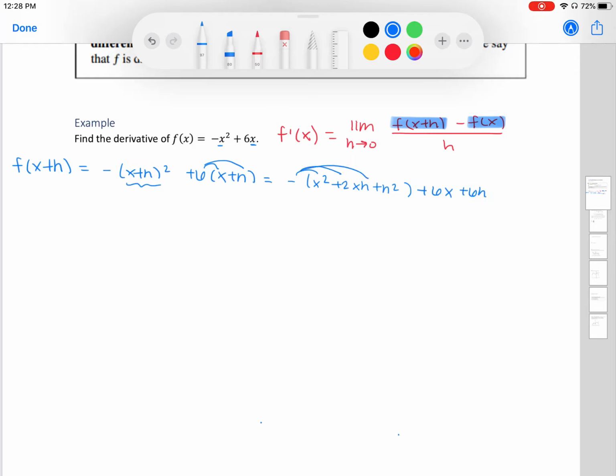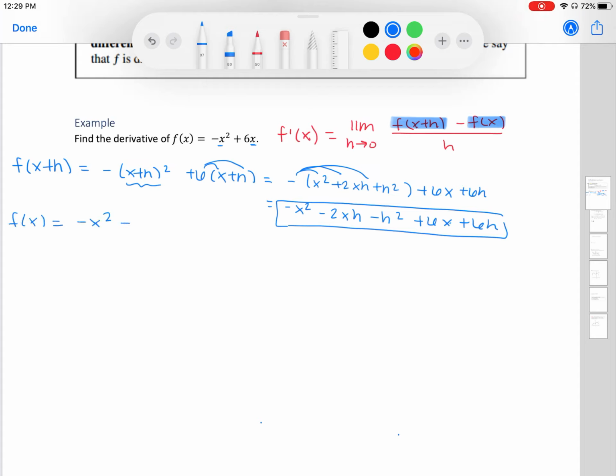Lastly, let's distribute that negative so that I have negative x squared minus 2xh minus h squared plus 6x plus 6h. Okay, we got that first part. And second, f of x, that's just our function, negative x squared plus 6x. Okay, let's put those together to create our limit definition.